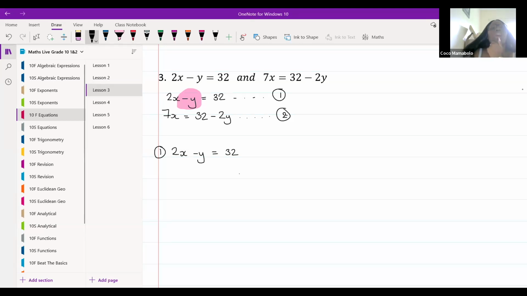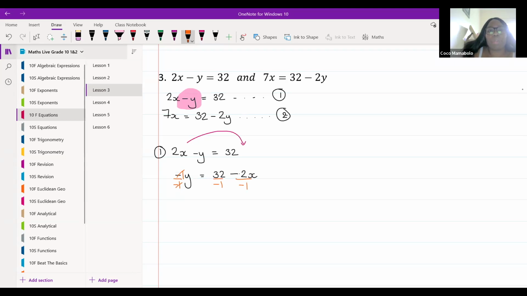2x. Correct, the 2x, right? So I'm going to take 2x over to that other side, and it's going to become negative. So now I have negative y is equal to 32 minus 2x. But I don't want negative y, I want just y. So what can I do throughout this whole equation? Divide by -1. Correct, I can divide by -1 everywhere. I can't just do it in one place. I must do it everywhere.